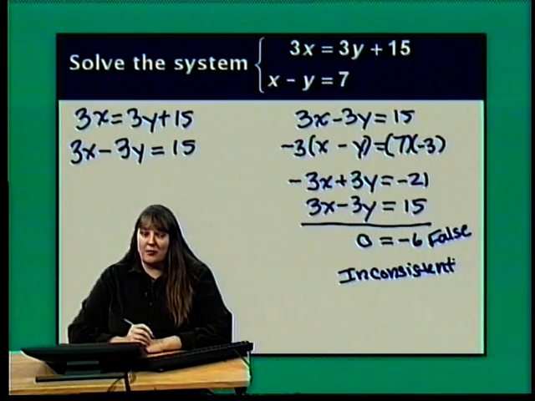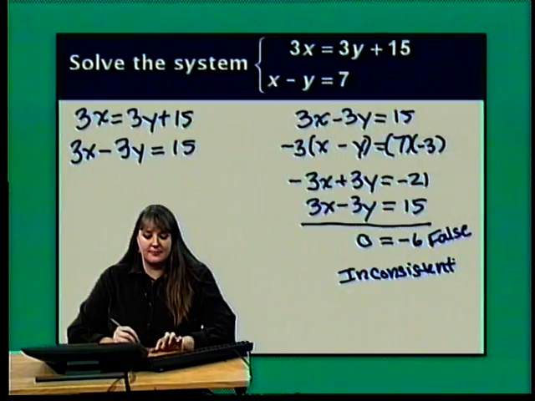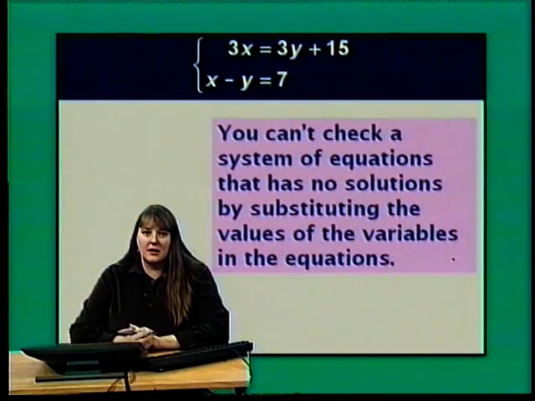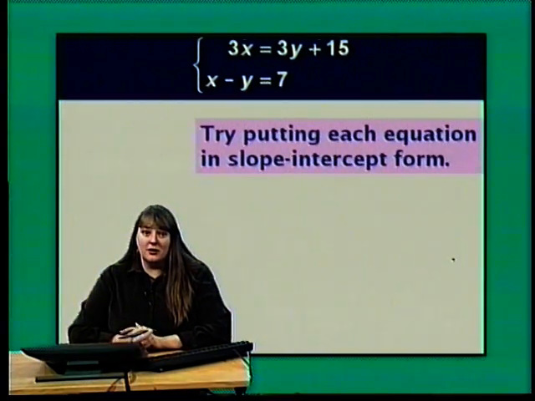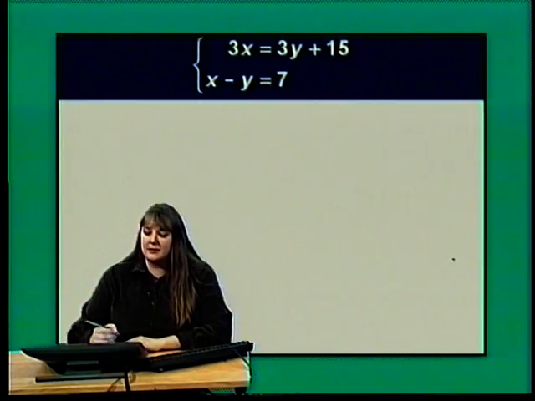And we saw when graphing inconsistent systems that the graphs turned out to be parallel lines. Well, you can't really check a system of equations that's inconsistent because it has no solutions by substituting the values of the variables in the equations. There are no values to substitute. What we can do is put each of the equations into slope-intercept form. An inconsistent system with no solutions should graph to parallel lines. So in slope-intercept form, we should be able to recognize parallel lines. So let's go ahead and do that.